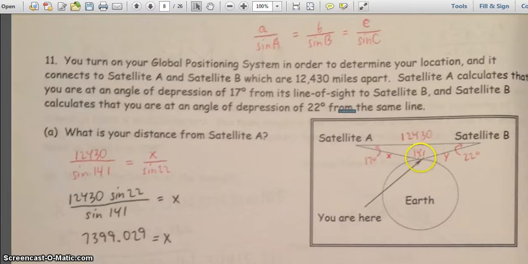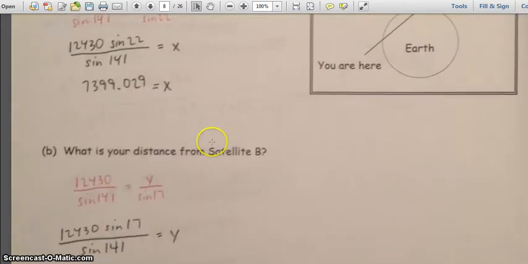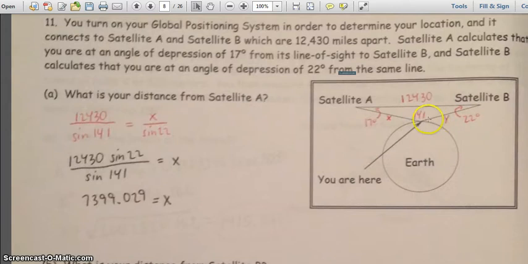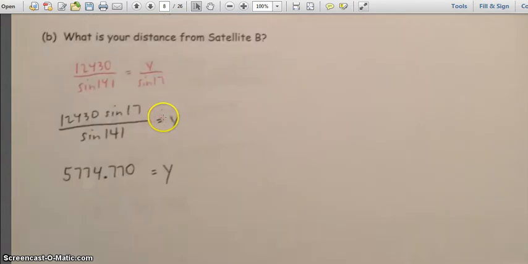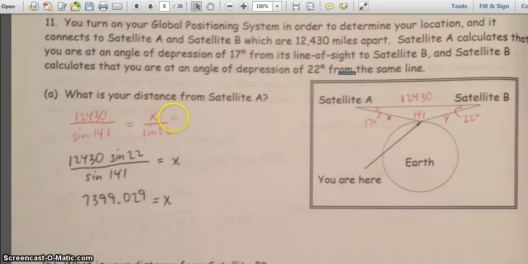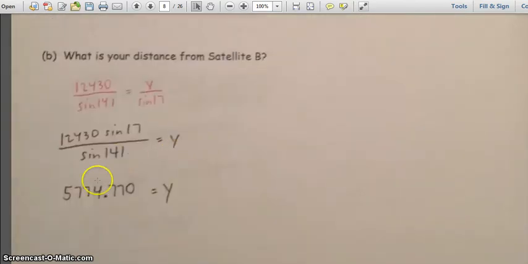12,430 divided by sine 141 is equal to, and then I simply picked what I was looking for. Be careful when they ask you the distance from satellite A, they're asking you for this distance, which is actually opposite angle 22. That's why we use 22 here. And then for letter B, when it says satellite B, the distance from satellite B is this guy, which is actually opposite the 17. That's why we use 17 there. So that's your answer for letter A, and here's your answer for letter B.